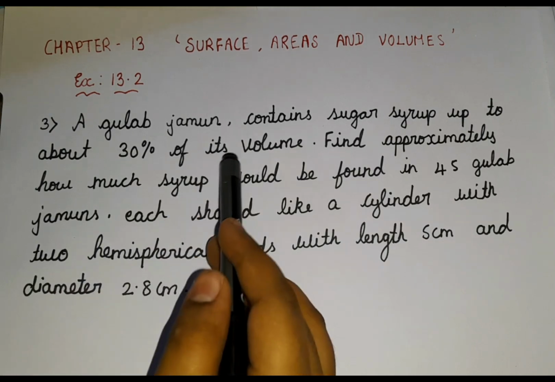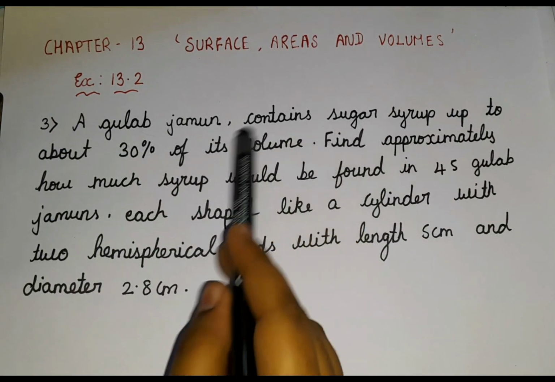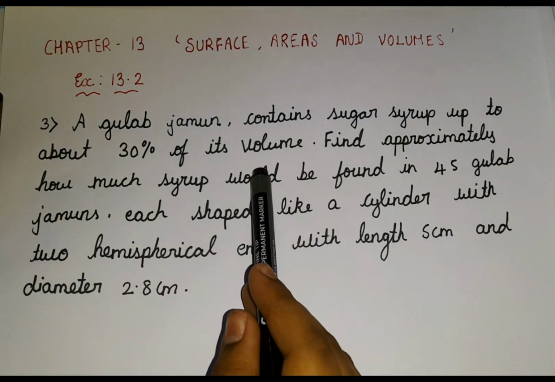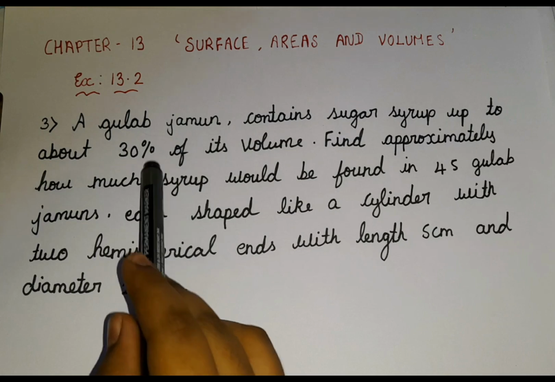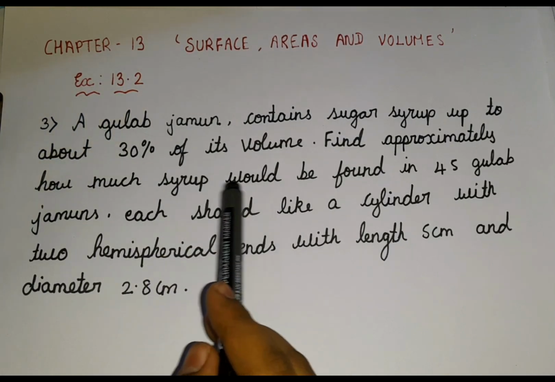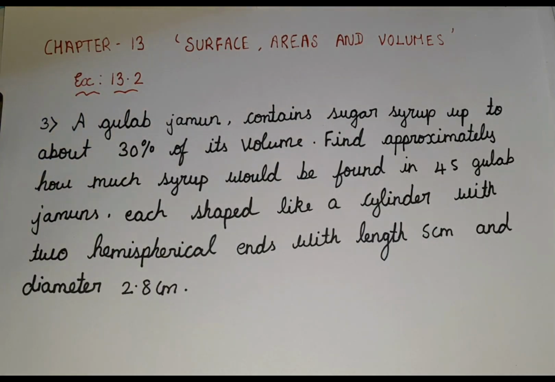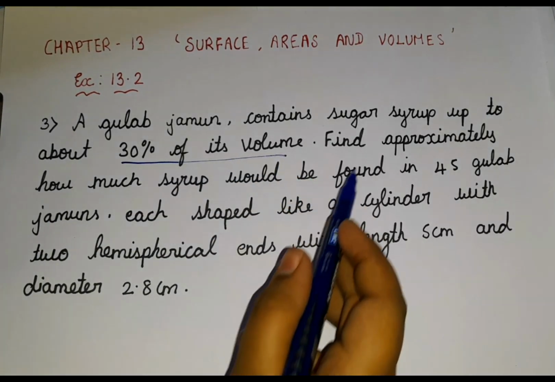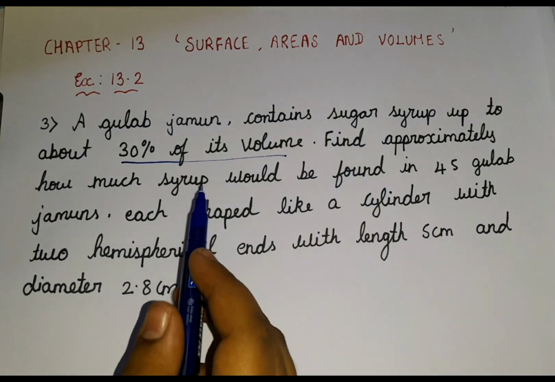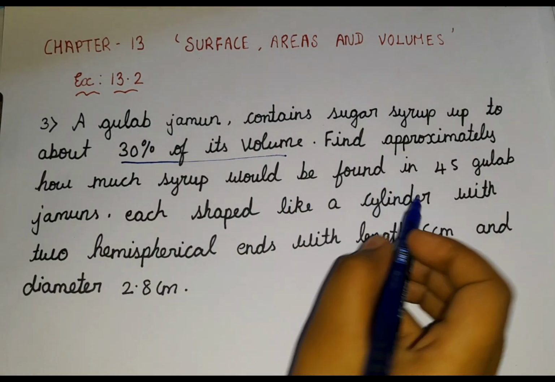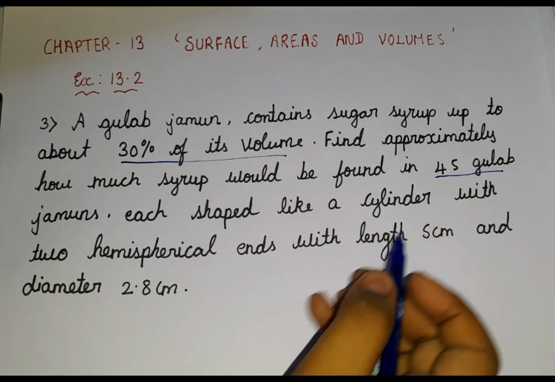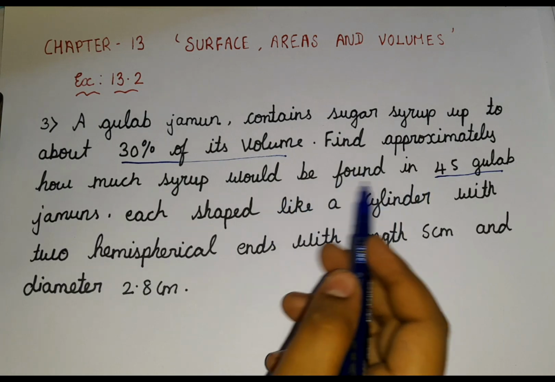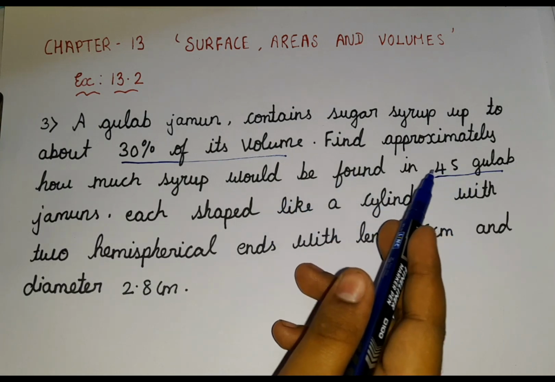You can just think it is in the shape of a capsule, which contains sugar syrup up to 30% of its volume. This phrase, 30% of its volume, is really important, so let us underline that. Find approximately how much syrup would be found in 45 gulab jamuns. So we are supposed to find how much syrup 45 gulab jamuns can hold.